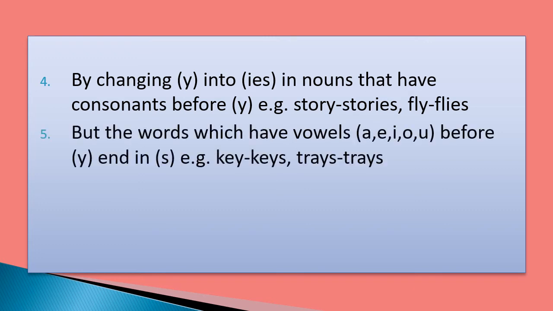Now, rule number 5. The words which are ending in y but they have a vowel before y. As I told you before, vowels are a, e, i, o, u. So in those nouns, we don't use ies in their plural form, we just use s. For example, key, keys, tray, trays, boy, boys. So see the examples, we have a vowel before y, so their plural form simply has s, not ies.